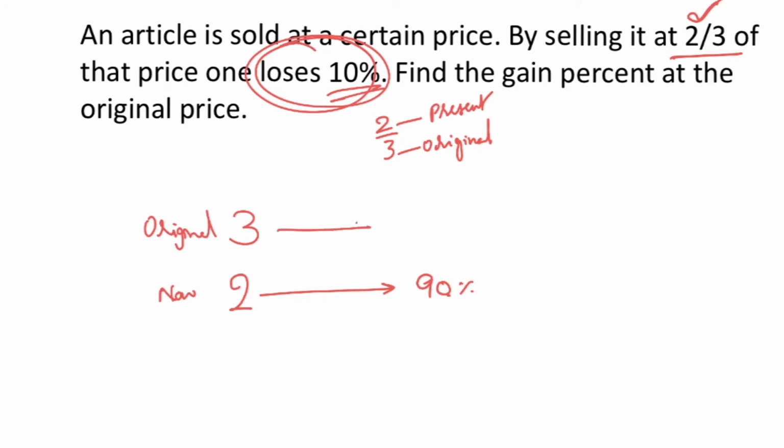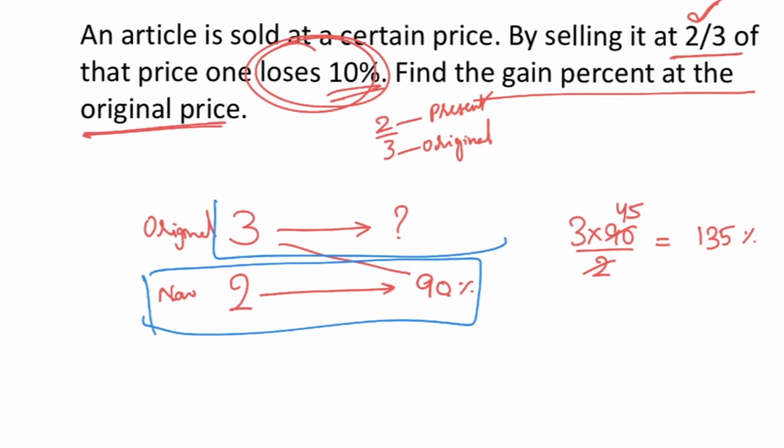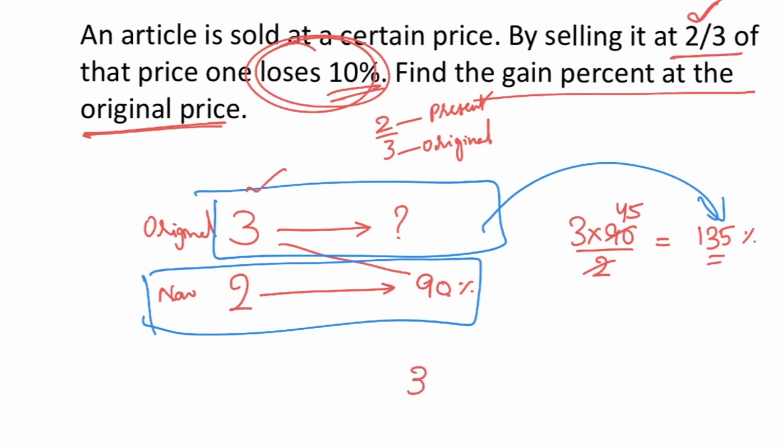Original value, 3 parts implies how much? That is the question given. Find the gain percent at the original price. At 3 parts, how much percent will you get? Cross multiply: 3 into 90 divided by 2. 2 twenty-twos are 45, 3 into 45 is 135. So at 2 parts of price, you are getting 90%. At 3 parts of price, you are getting 135%. So if you sell at the original price, you are gaining 35%. Answer is 35. There is a gain equal to 35%.